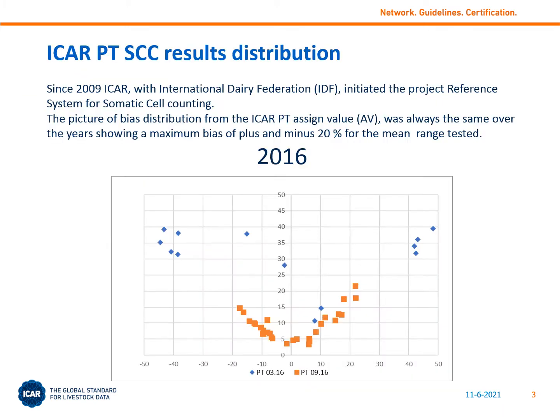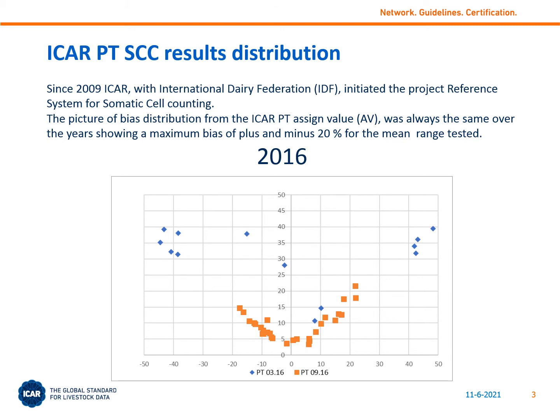As many of you know, in 2019, the ICAR and IDF started the project of the references for somatic cell counting. The main reason for this project was that we realized that in the proficiency testing scheme we obtained this distribution as reported in this picture, and nothing changed over the years.